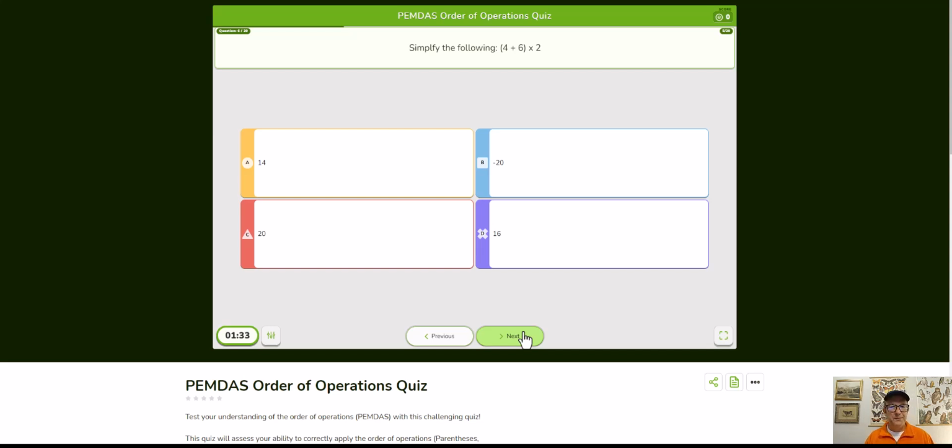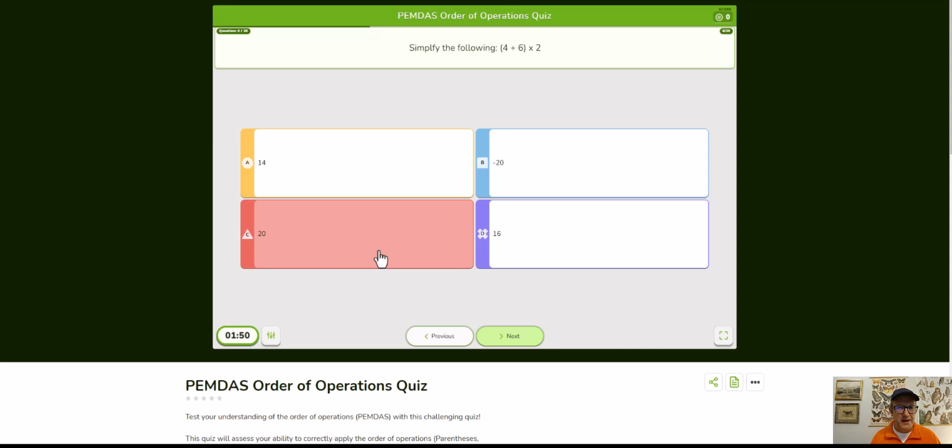So we're going to simplify this problem. We're going to add 4 and 6, because that's within our parentheses. We're going to take that sum and we're going to multiply it by 2. Well, 4 plus 6 is 10. 10 times 2 is 20. And notice you should be able to do that problem without a calculator.